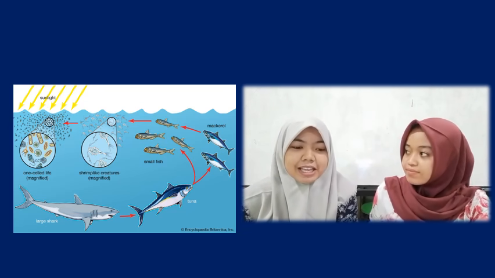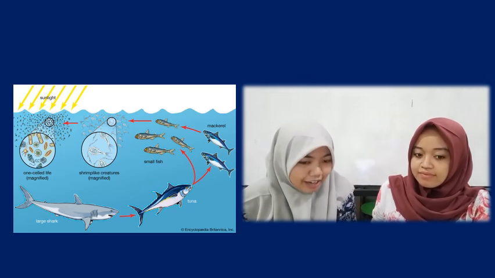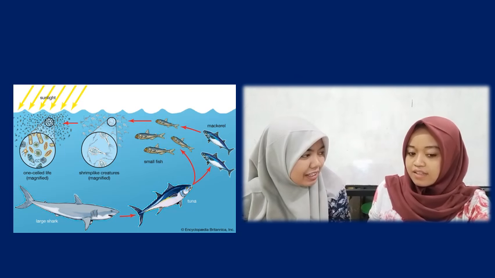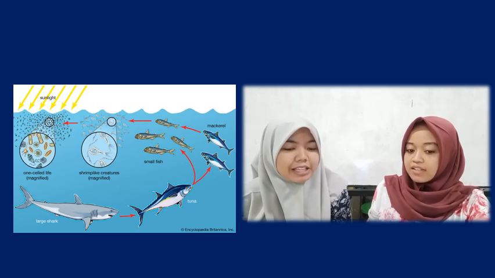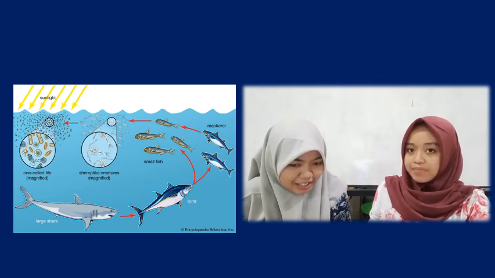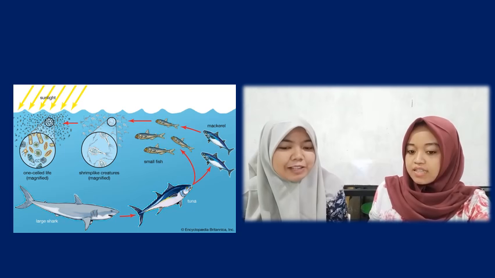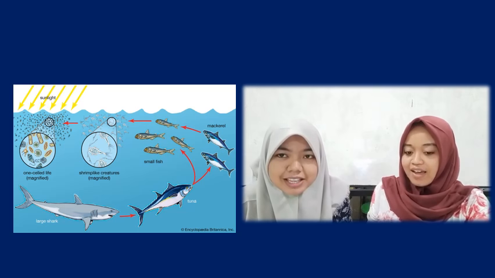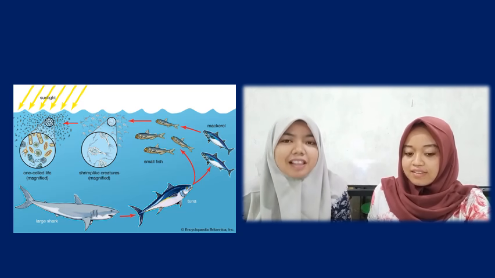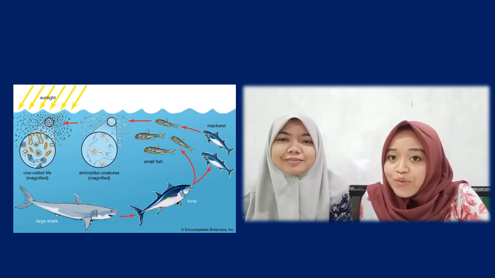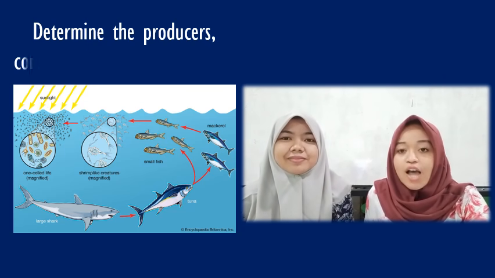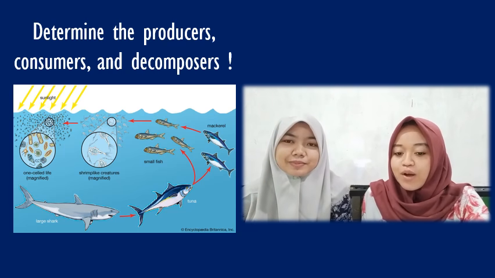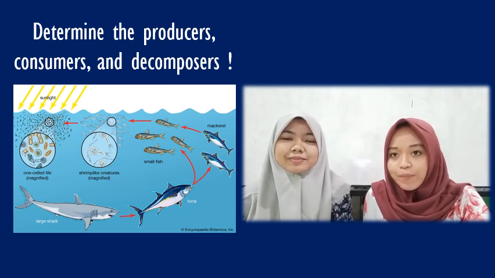First, there is a one-cell life eaten by a shrimp-like creature, and then the shrimp-like creature is eaten by a small fish, and then the small fish is eaten by a mackerel, and the mackerel is eaten by a tuna fish, and the tuna fish is eaten by a large shark. Now determine the producers, consumers, and decomposers. Which one are the producers, which are the consumers, and which are the decomposers?